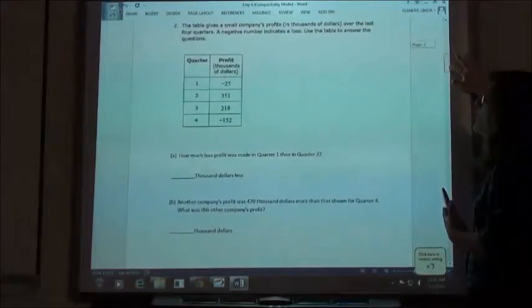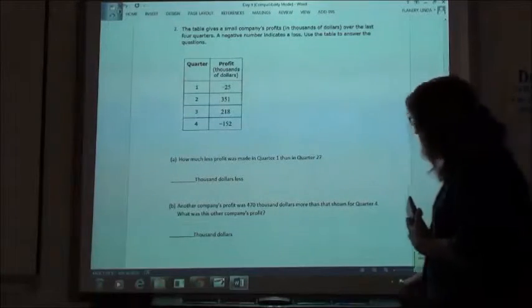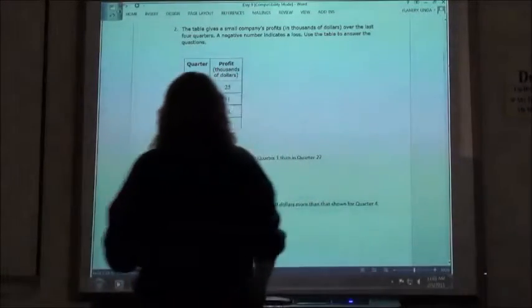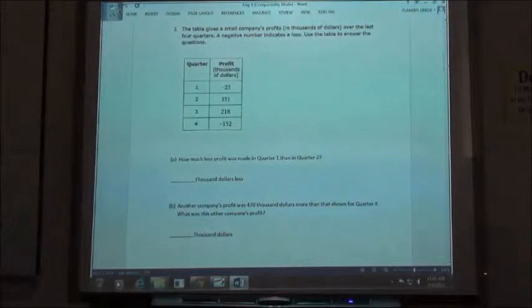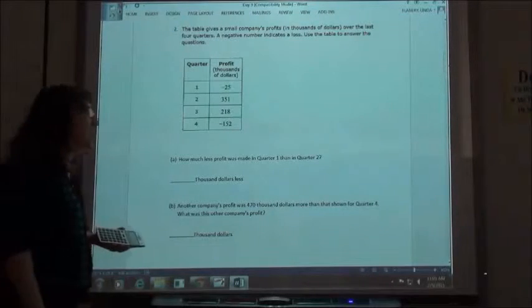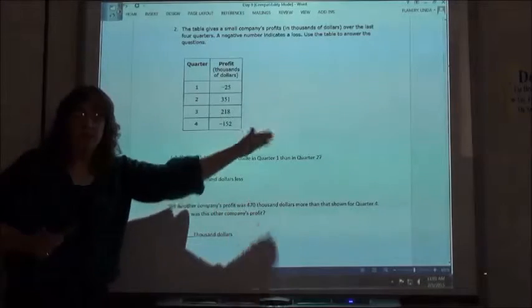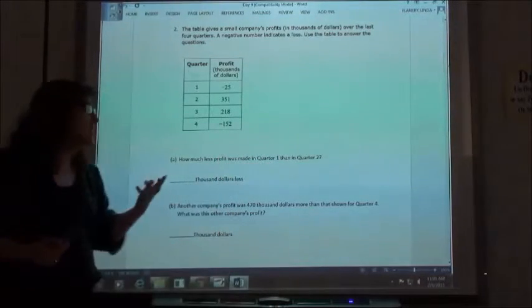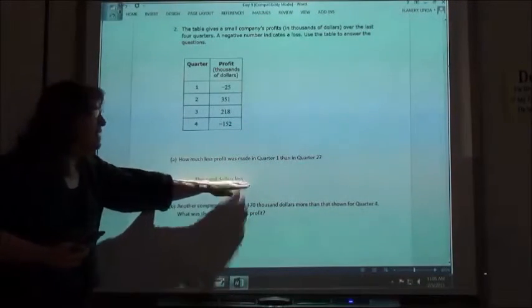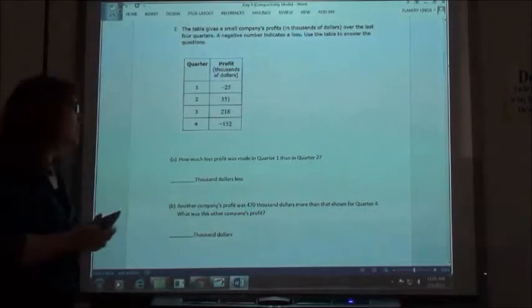The second one, the table gives a small company's profits in thousands of dollars over the last 4 quarters. A negative number indicates a loss. Use the table to answer the question. How much less profit was made in quarter 1 than in quarter 2? Again, I'm trying to find the difference between the two profits. So I'm going to subtract. Since it says less, I'm going to end up with a negative answer.